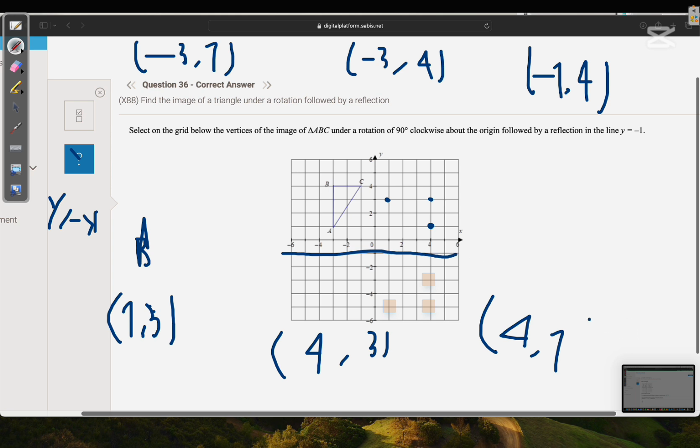Let's start with C first, since it's closest to the line. So let's first find out the distance between the axis of reflection and the point. 1, 2. So we move 2 points in the same direction. So C is here. Then let's do the same with B. 1, 2, 3, 4. So we need to move 4 as well. So it's here.